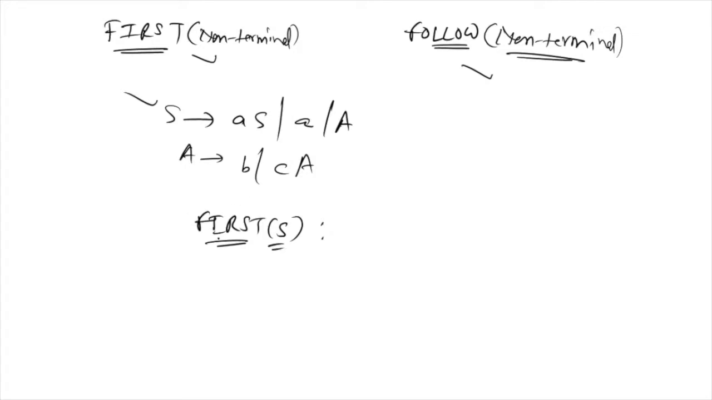Now what is this First set? What is the definition of this First set? The definition is very simple. From this non-terminal S, whatever is the set of strings that you can derive, in those strings, what is the first symbol? That is the definition. First of S means those strings which you can derive from S.